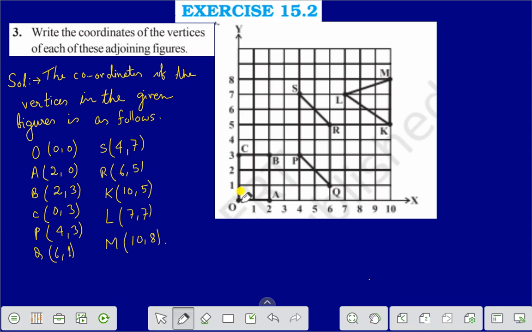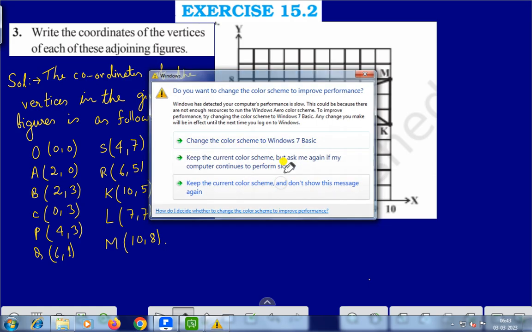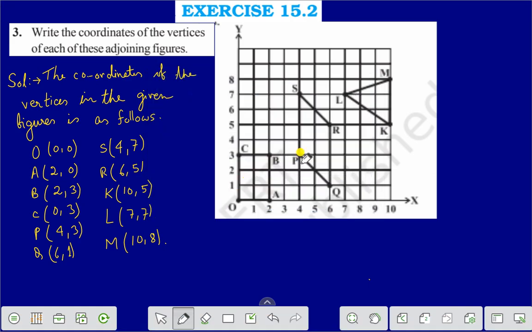You see the coordinates of O is 0, 0. Coordinates of A is 2, 0. Coordinates of B is 2, 3. Coordinates of C is 0, 3. Coordinates of P is 4, 3. Coordinates of Q is 6, 1. Coordinates of S is 4, 7. R is 6, 5. K is 10, 5. Coordinates of L is 7, 7. And coordinates of M is 10, 8.